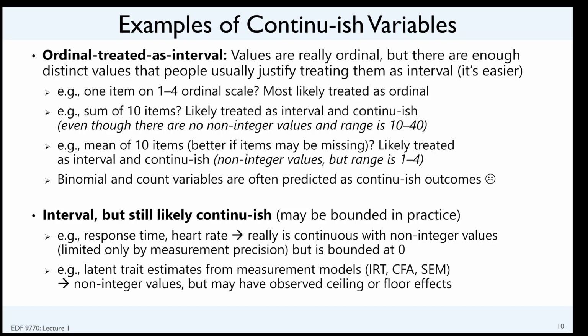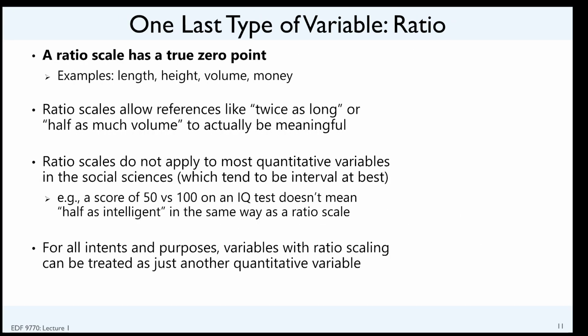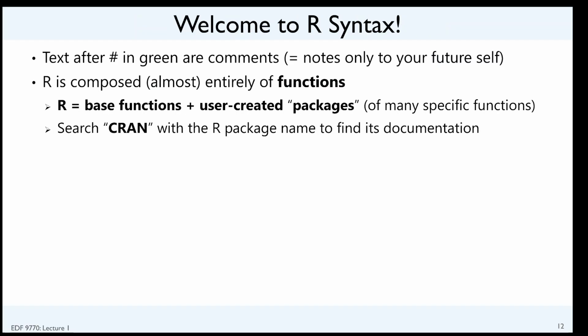I can't think of a single example that's truly continuous on both ends of variables that we would work with in the social sciences. Then there's also ratio. You're never going to see this, not unless you're in the physical sciences where these things exist. So I wave my hands at that and say, you can think of it as just a number that means something.